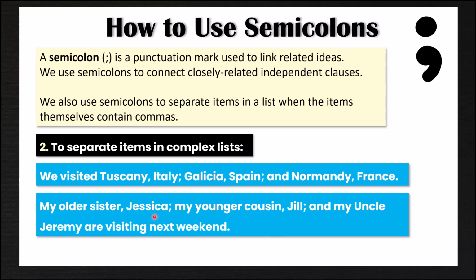It's another example. My older sister Jessica; my younger cousin Jill; and my uncle Jeremy are visiting next weekend. Again, by using semicolons, it makes it obvious that we're talking about 3 people and not more. My older sister, named Jessica, my younger cousin, named Jill, and Uncle Jeremy.